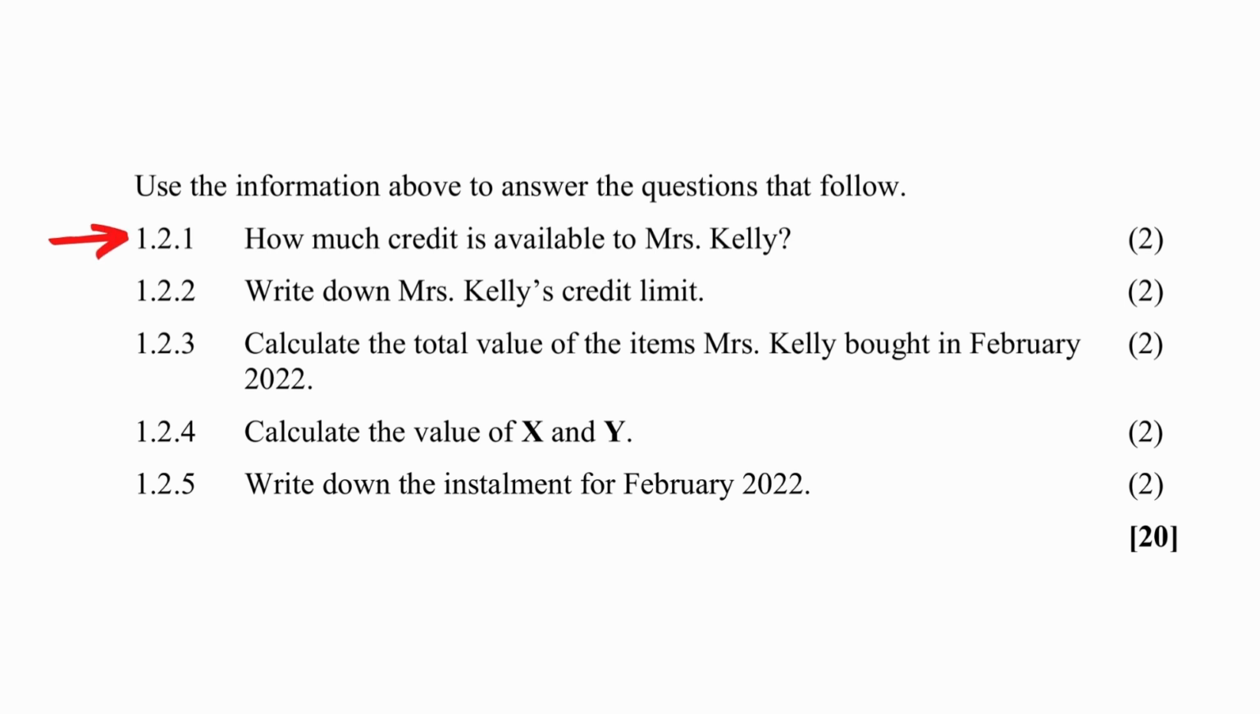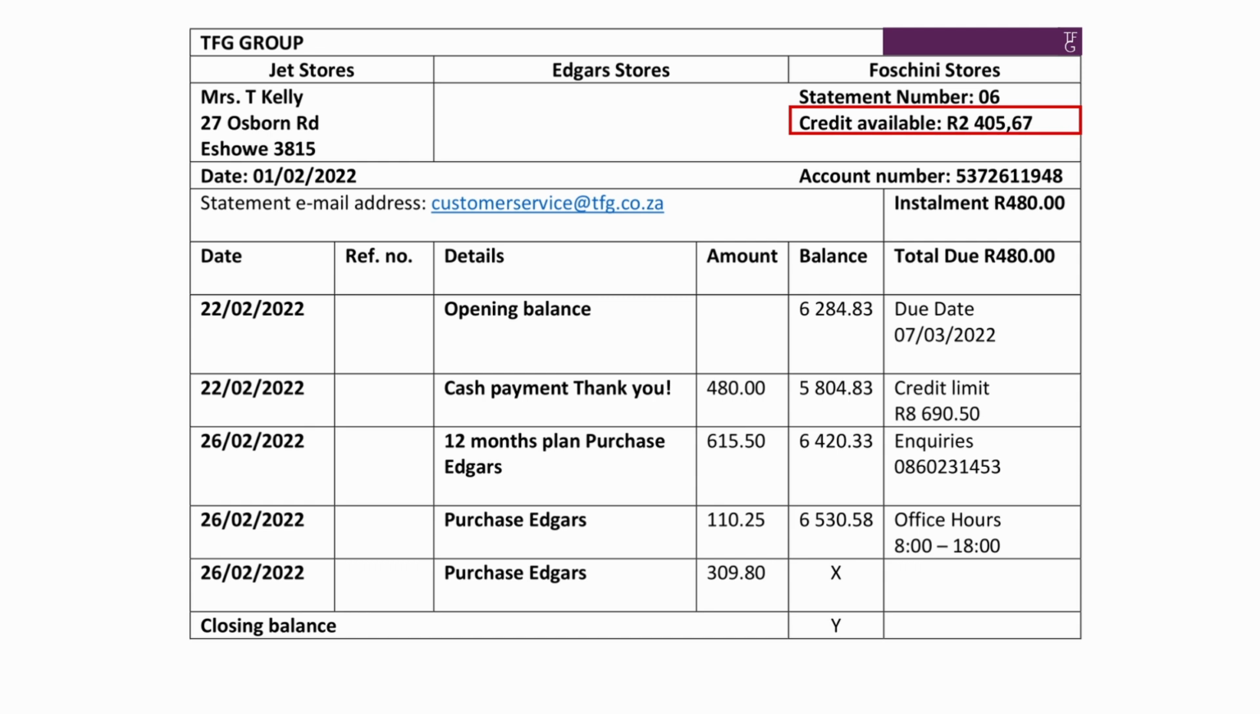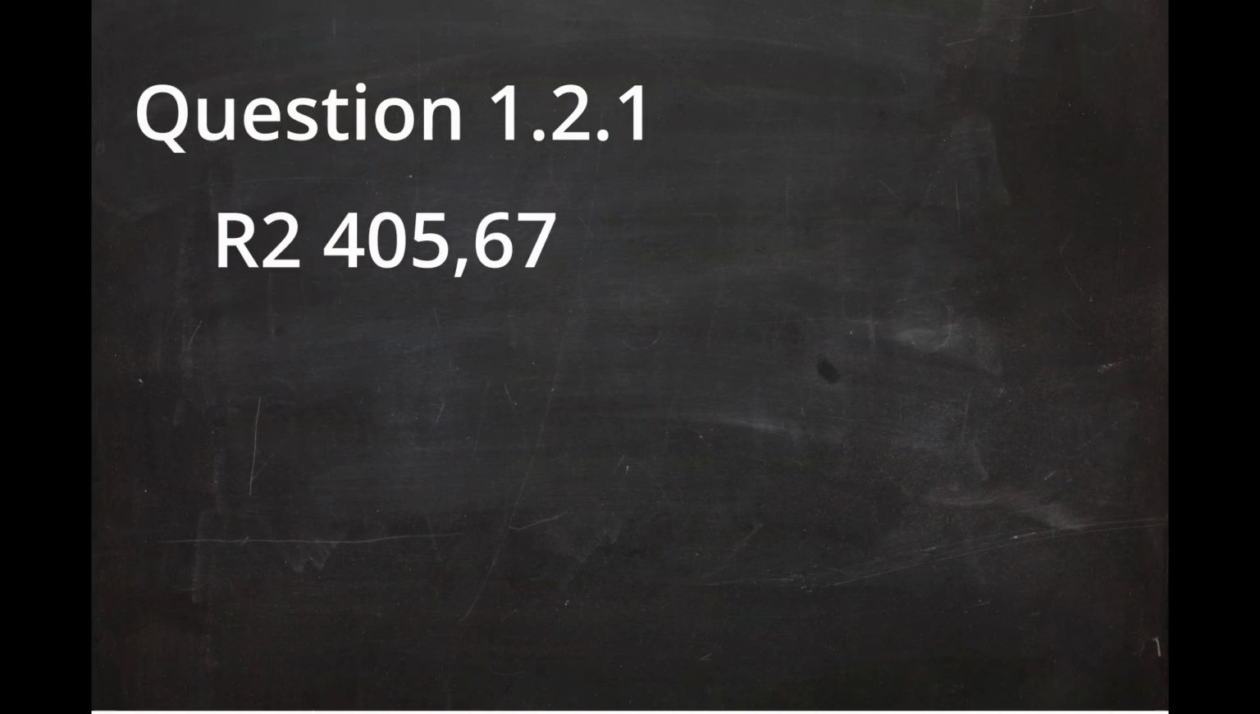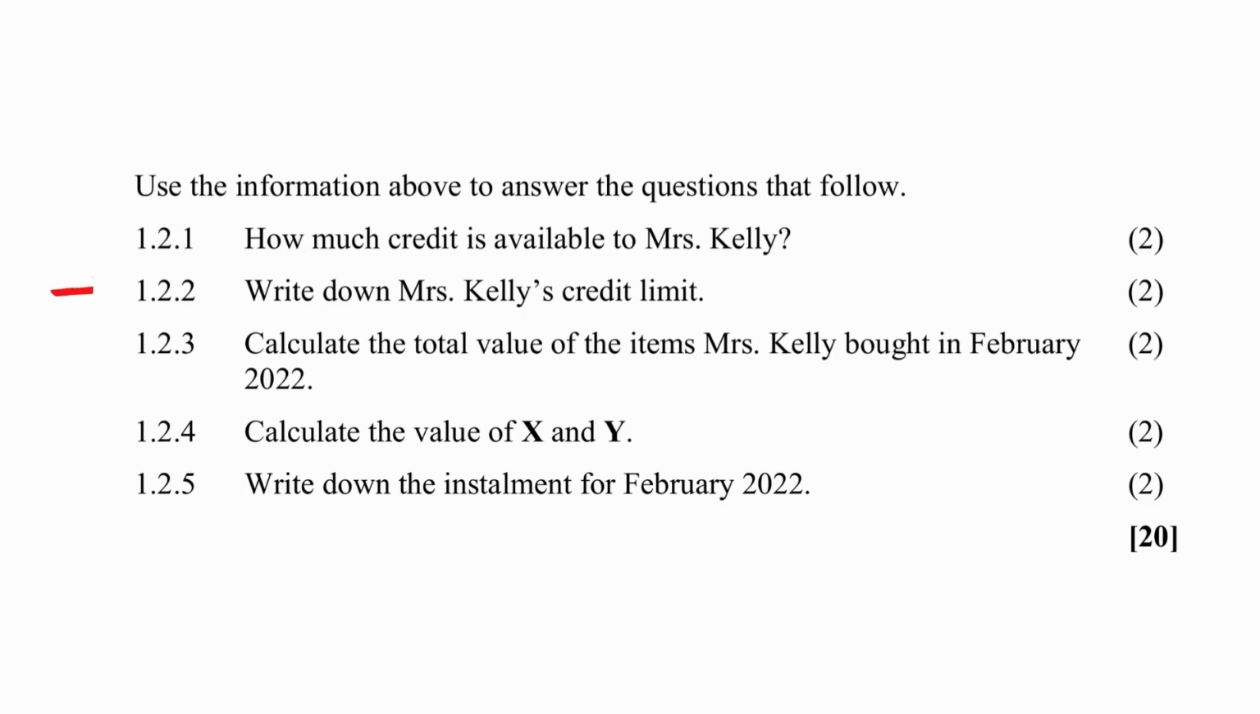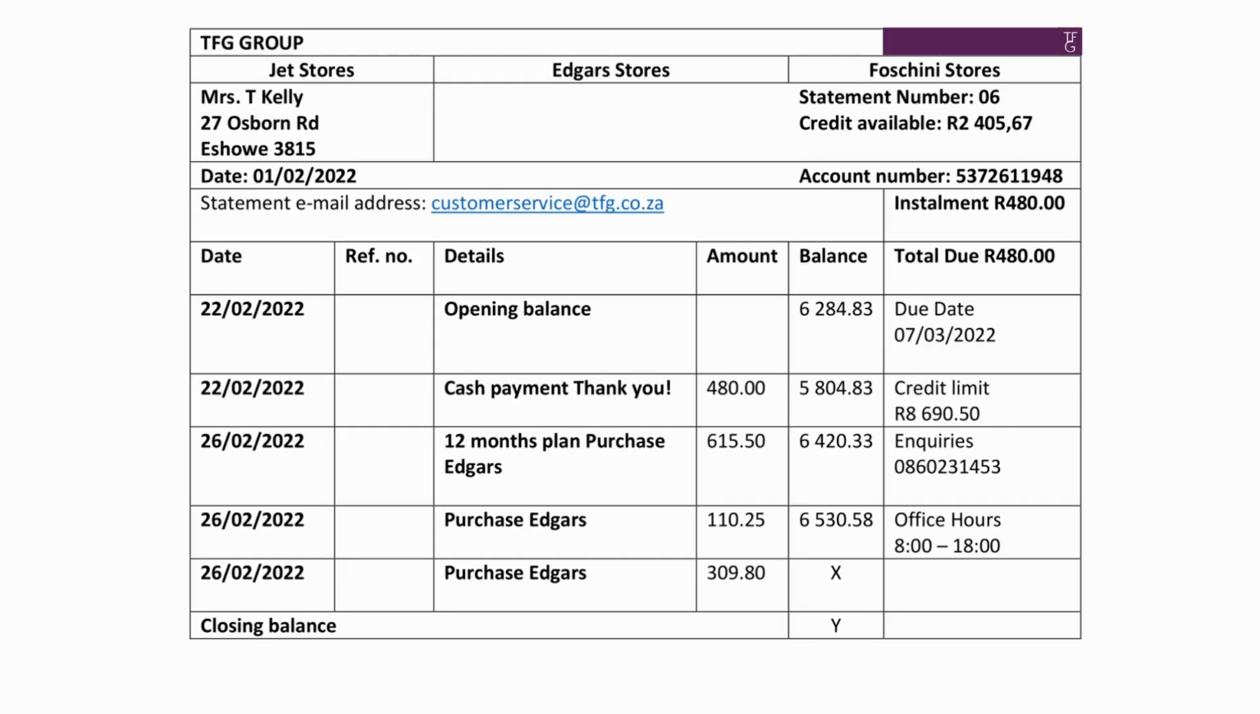Question 1.2.1 instructs you to provide the amount of credit that is available to Mrs. Kelly. This value is read off the statement next to credit available as 2,405 Rand 67 cents. Question 1.2.2 instructs you to write down Mrs. Kelly's credit limit. This value is also read off the statement under credit limit as 8,690 Rand 50 cents.